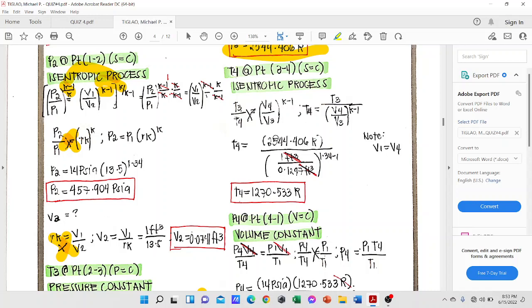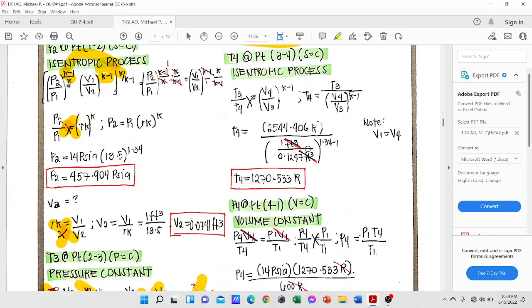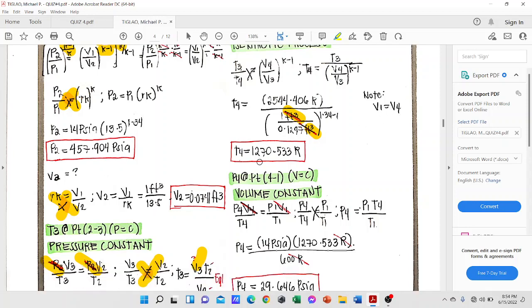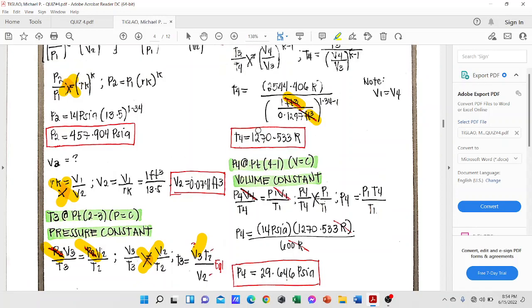So, T3, yung nakuha natin is 2,544.406 Rankine all over a quantity of V4 na 1 cubic feet. Yun palang V4, di ba? Alam naman natin na is equal lang yan sa volume 1. So, yung volume 4 natin is 1 cubic feet. Then, yung volume 3 natin is 0.1297 cubic feet. So, cancel yung unit na cubic feet. Naka-raise pala yun sa 1.34 minus 1. So, temperature 4 natin is equals to 1,270.533 Rankine. Nakuha natin yung temperature 4.